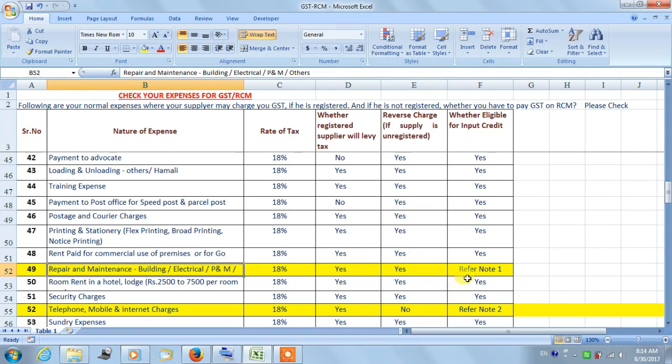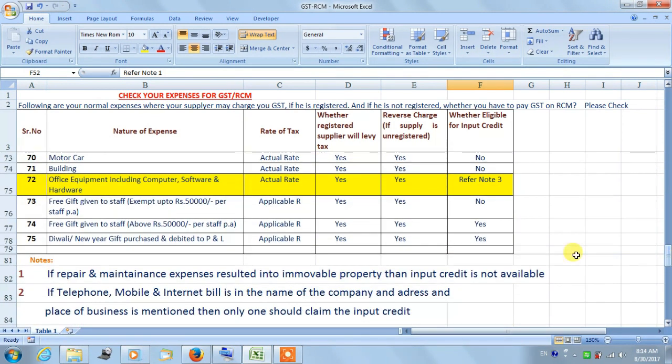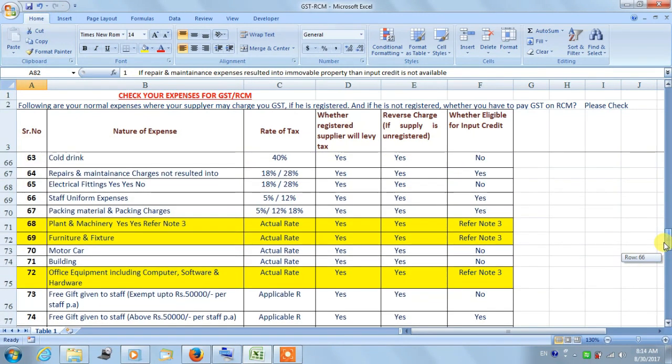So 18% tax is applicable, and reverse charge is applicable if the supplier is unregistered under GST. You can also take input credit, but if repair and maintenance expenses result in immovable property, then input credit is not available. If repair and maintenance is for immovable property, then you can't take input credit on it.